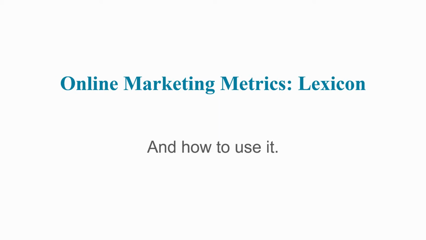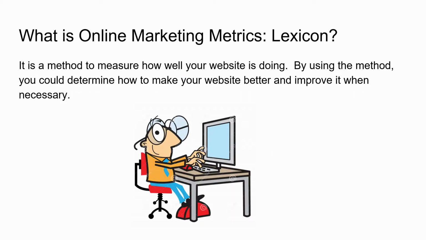Today we're going to talk about online marketing metrics lexicon and how to use it. So, what is online marketing metrics lexicon? Well, it is a method to measure how well your website is doing. By using the method, you could determine how to make your website better and improve it when necessary.